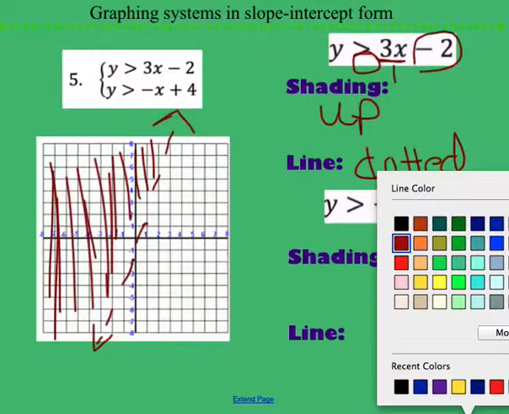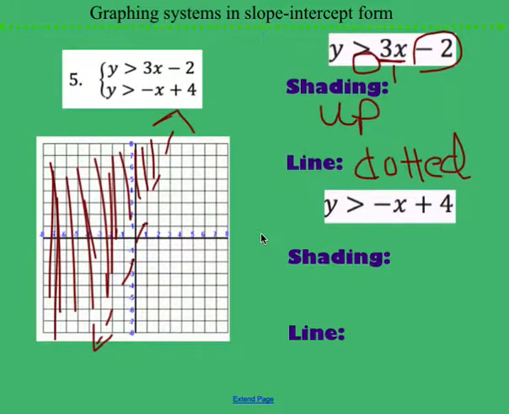Let's take a look at this next line over here. So I'm going to do that in light blue. So this one, I see that the alligator is eating the y, so that means I'm shading up. And this one is also going to be dotted. First thing I notice is that I'm crossing the y-axis at 4, and then my slope is a -1, so I'm going down 1, right 1. And again, I'm going to have a dotted line. I look at my shading, and I'm supposed to shade up.